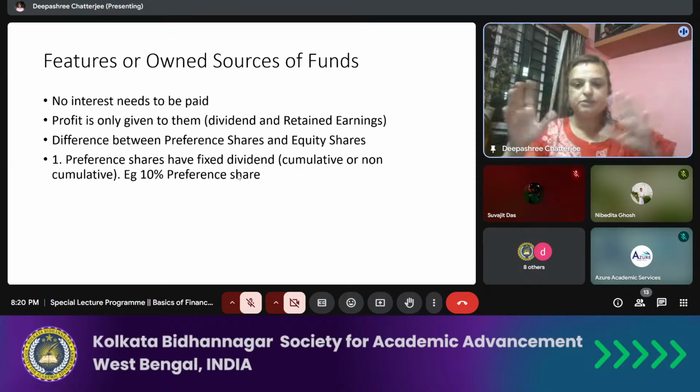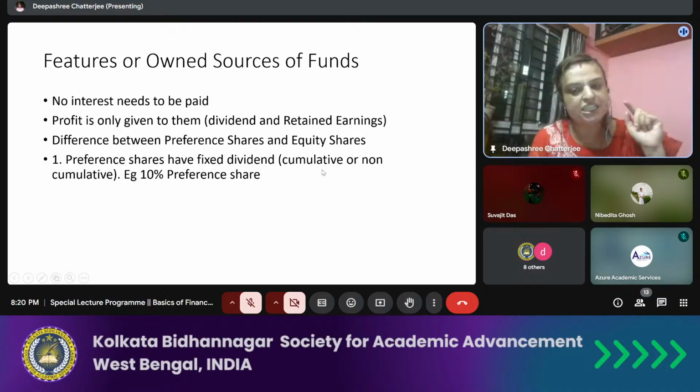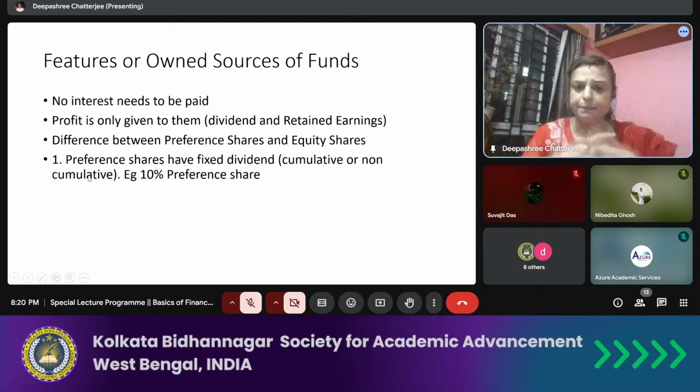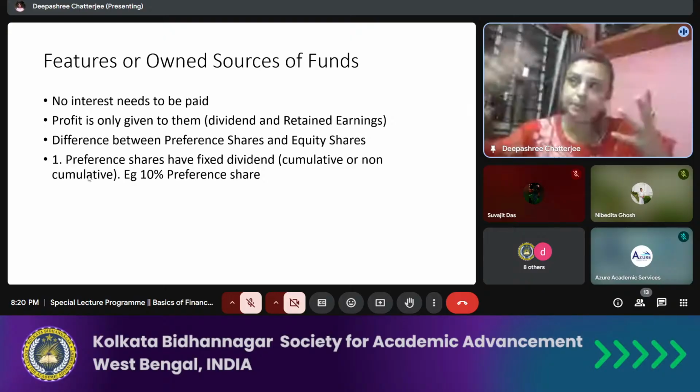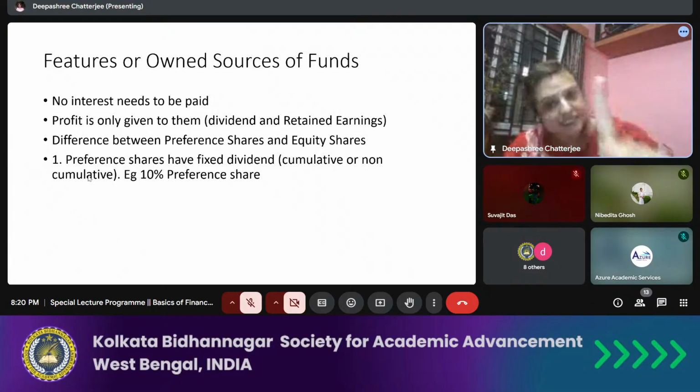So there can be two types of preference shares also. We'll discuss that. One is cumulative preference shares, another one is non-cumulative preference shares. What does that mean? The first thing we understood is that preference shares get a fixed percentage of dividend, right? Fixed percentage on what? Not on the profit of the company, but on the face value of the share. Suppose the value of each preference share is rupees 10. So how much dividend will they get? 10% of rupees 10, that is 1 per share, right?